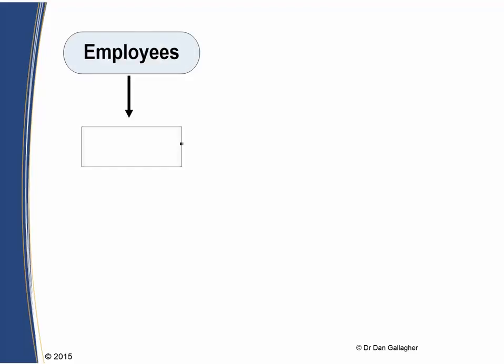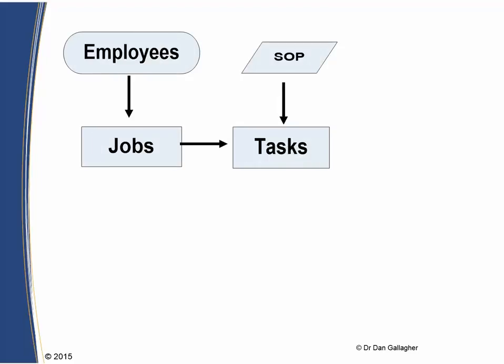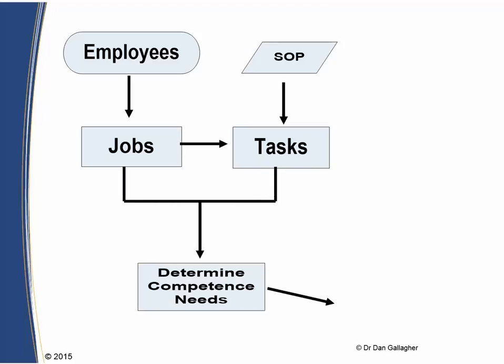Let's look at it another way. You have employees who come to work. They have jobs to do and they have tasks to perform, and many times these tasks are associated with standard operating procedures. A key job here is to know who your employees are and the jobs they do. It can be a little bit more difficult, of course, to figure out exactly what tasks they're performing. Once you know this, you can then set about putting together a competency profile for your employees. Competency means, do they have the appropriate knowledge and experience and training to do the work?